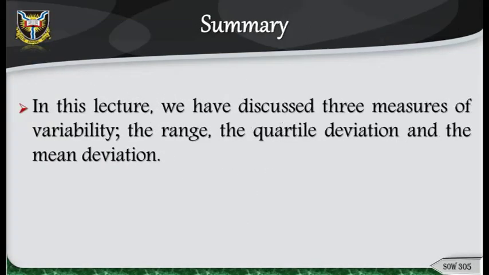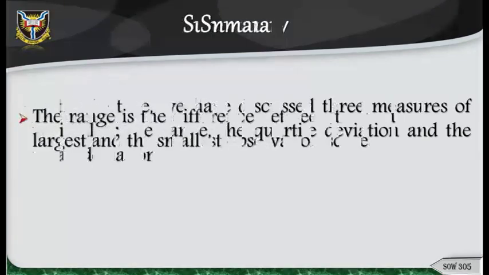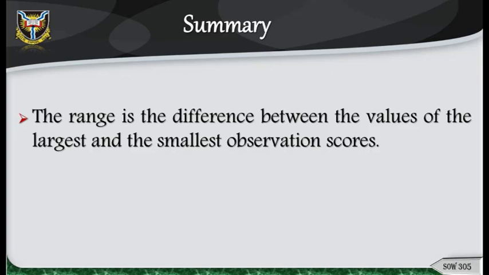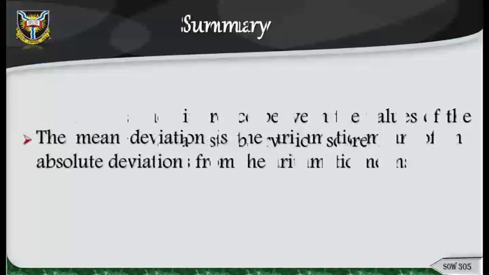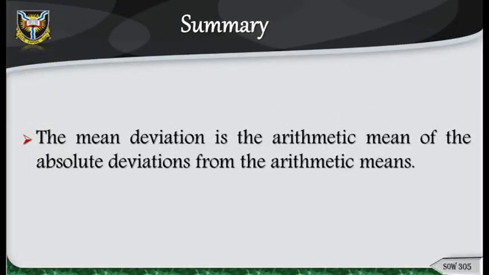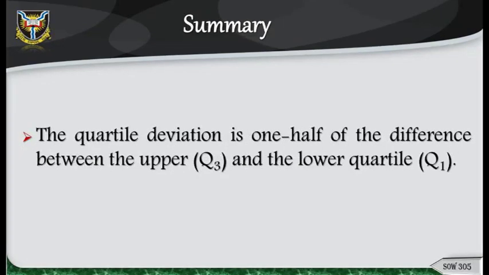Summary. In this lecture, we have discussed three measures of variability: the range, the quartile deviation, and the mean deviation. The range is the difference between the values of the largest and the smallest observation scores. The mean deviation is the arithmetic mean of the absolute deviations from the arithmetic mean. The quartile deviation is 1/2 of the difference between the upper quartile Q3 and the lower quartile Q1.